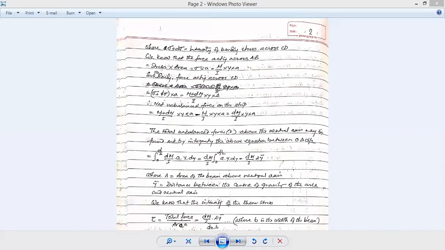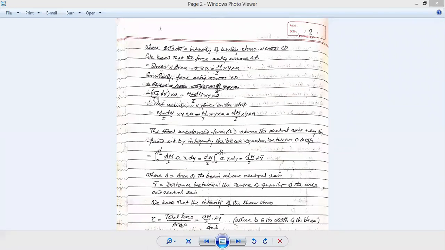So the stress acting over the strip is sigma. The force across the section AB is equal to sigma into a, since the strip is active over that area. We put the value of sigma here, M by I multiplied by y into a, where y is the distance of the strip from the neutral axis. Similarly, the force acting across CD is sigma plus d sigma into a, as the area of the strip remains the same from section to section, but the stress is changing from sigma to sigma plus d sigma.